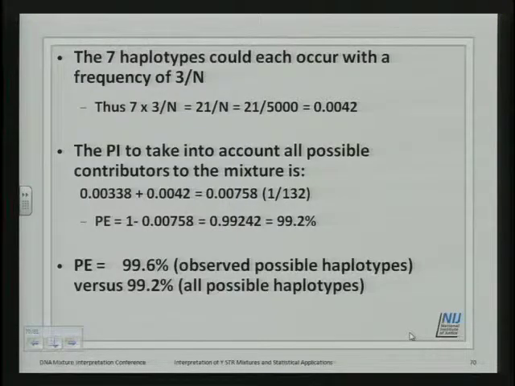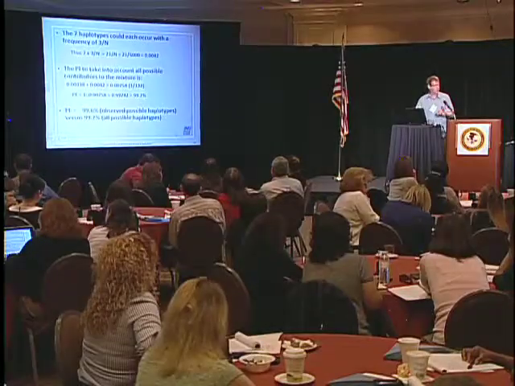If you just say it's 3 over n, for quick calculation, 21 over n, 21 over 5,000 is 0.0042. So you can add that 0.0042 of haplotypes that haven't been observed in the database to the observed class, 0.0338. So you end up with 0.00758, which is 1 in 132, right? And so if you do the PE, it's 99.2%.